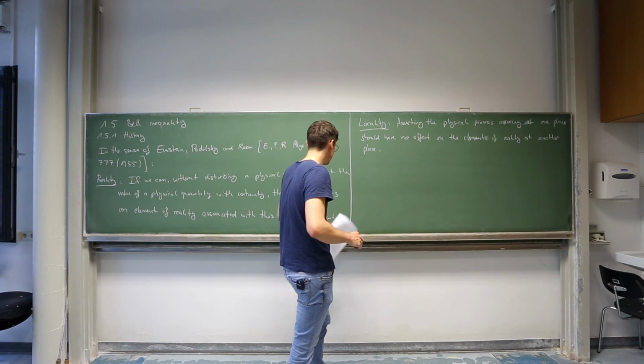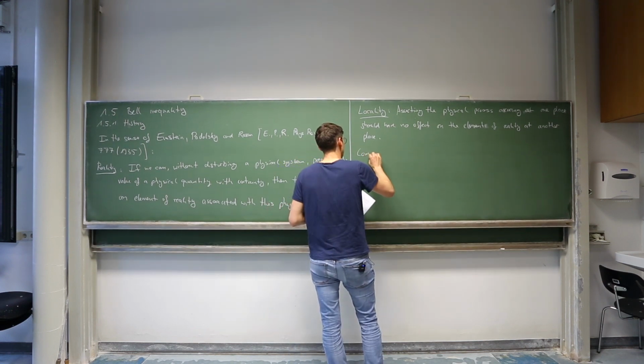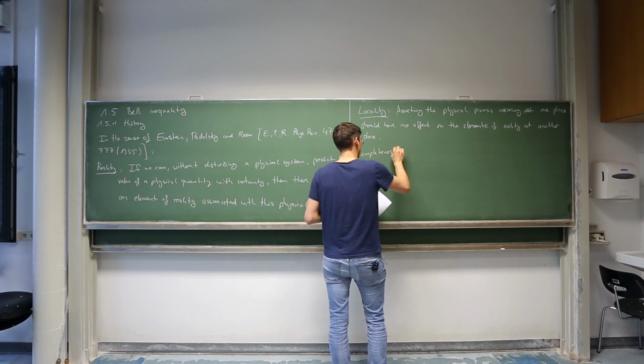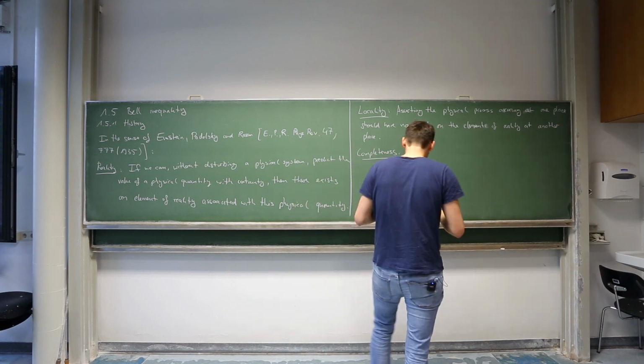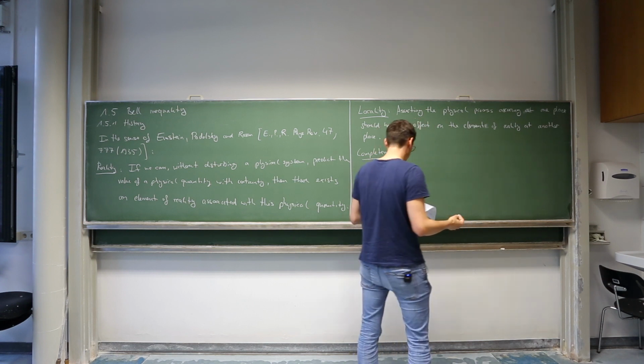And then lastly, I'd like to write down what is meant by completeness. Namely, a complete physical theory must have a theoretical object for each element of physical reality.